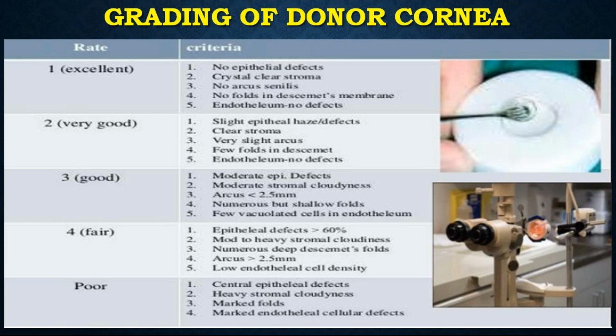This is the grading of the donor cornea. Excellent means no epithelial defects, crystal clear stroma, no arcus senilis, no folds in the Descemet's membrane, no defects in the endothelium. There is no defect in all the 5 layers. It is excellent. That is considered as excellent.